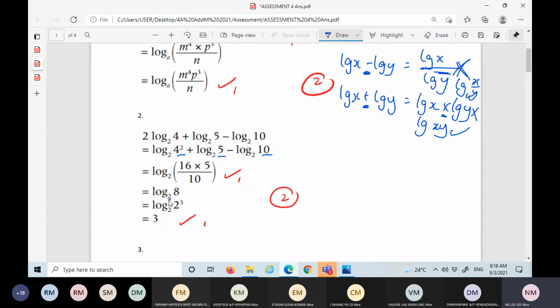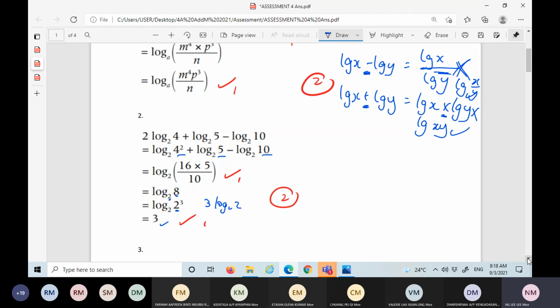Okay, and then this is log 2. So you try to change the 8 to base 2. So it's 2 to the power 3. After that, the 3 drags in front, which is 3 log 2, 2. So log 2, 2 is 1. So 3 times 1, you get 3 as your final answer.